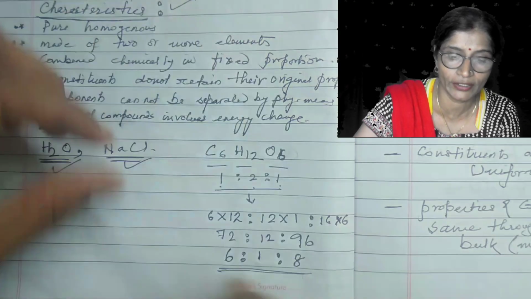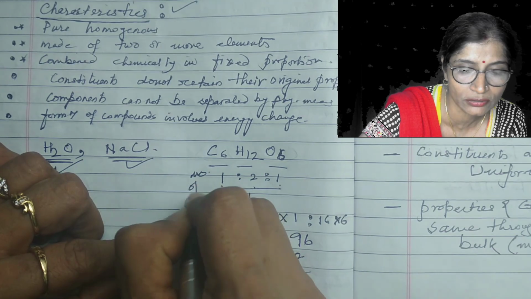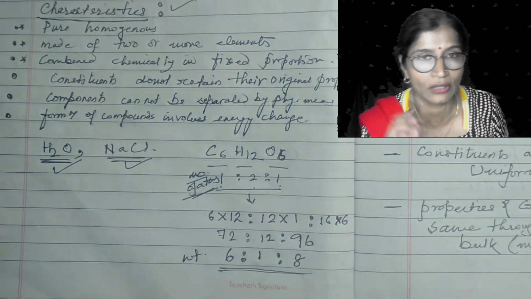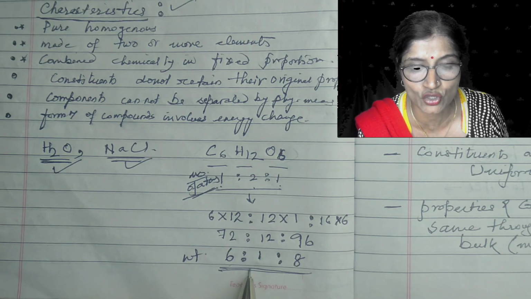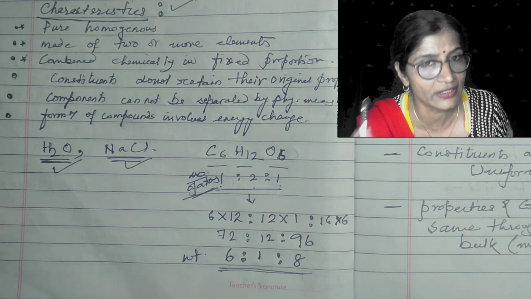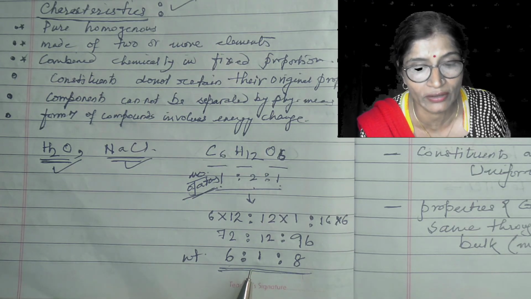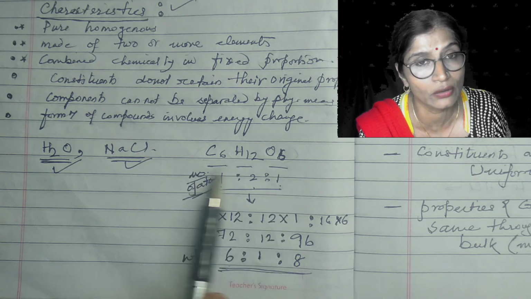It is according to the weight and it is according to the number of atoms. The number of atoms, their ratio is 1 is to 2 is to 1, and according to the weight, the ratio is 6 is to 1 is to 8. So that is fixed. Whenever 6 gram of carbon combines with 1 gram of hydrogen and 8 gram of oxygen, then it will form the glucose molecule.